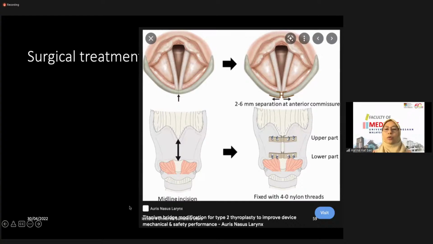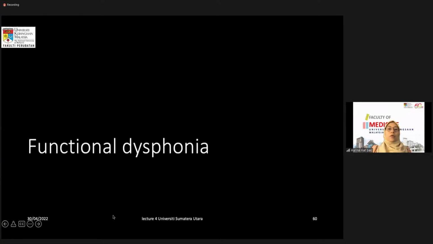Okay, so you want to read more about this type 2 thyroplasty. Now, I'm going to move on to the next one. I think the last one, functional dysphonia. We talked about benign vocal fold lesions, and neurological voice disorder. Now we're going to talk about functional dysphonia.